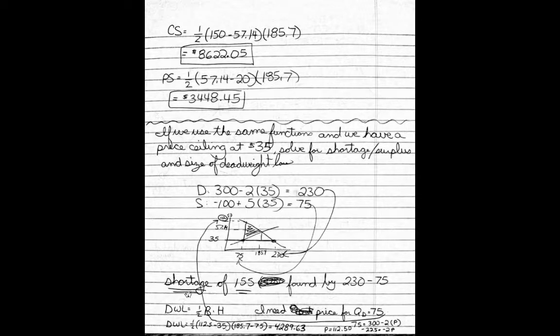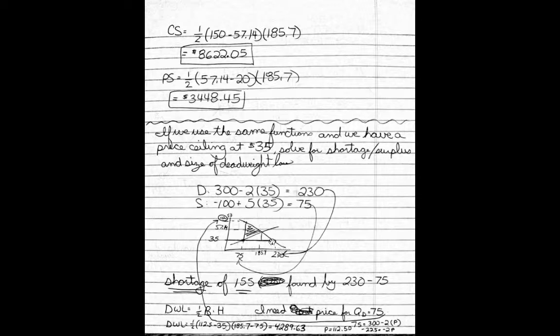First thing I could do is find the shortage that exists. At a relevant price ceiling of $35, that's below the equilibrium, and you can see that at the price of $35, which I substitute into both functions, the quantity demanded will equal 230, which is right here, and the quantity supplied at 35 would be 75. This illustrates that a shortage exists because the quantity demanded is greater than the quantity supplied. The difference between them is 155, so that is the amount of my shortage. That is the horizontal distance between these two points.